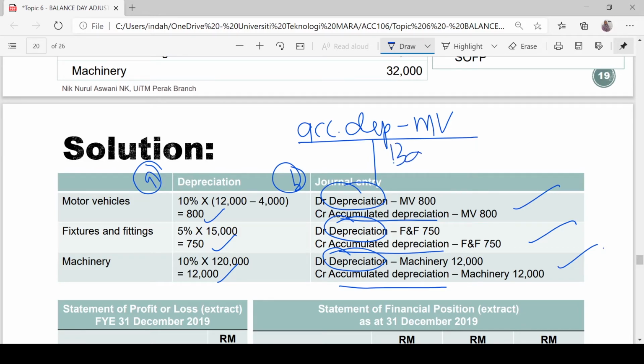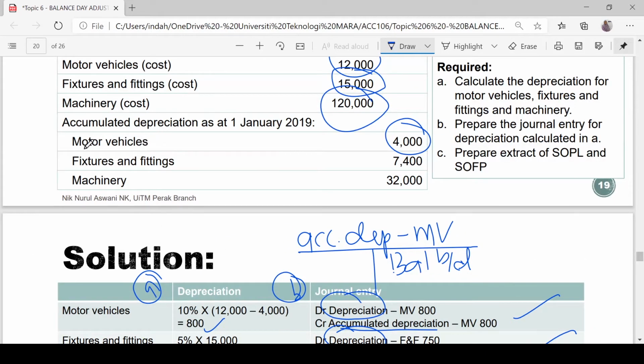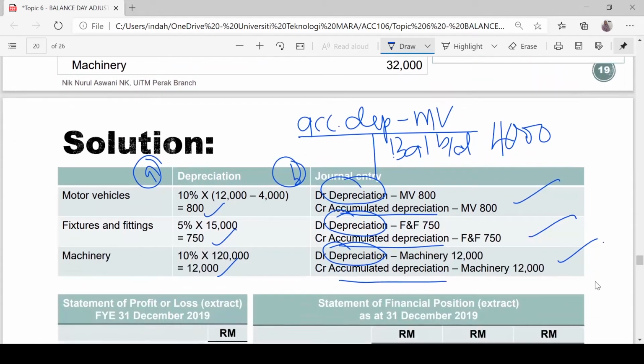So balance BD. Balance BD is referring to the opening balance. So what is the opening balance for motor vehicle? For the accumulated depreciation of motor vehicle, 4,000. So when we prepare the adjusting entry and we said to credit accumulated depreciation, meaning that we are going to add to this 4,000 here. So we're going to write it here as depreciation of 800. That's it. So at the end of the year, what happened?